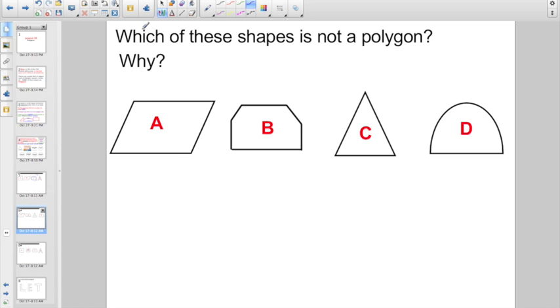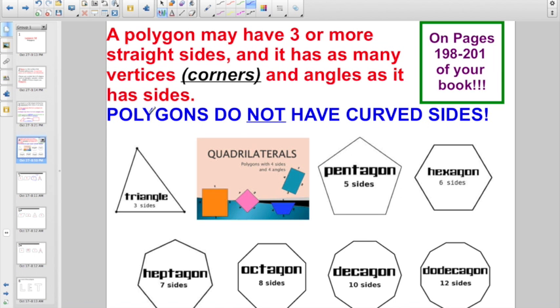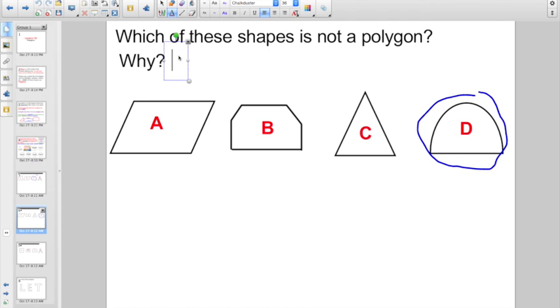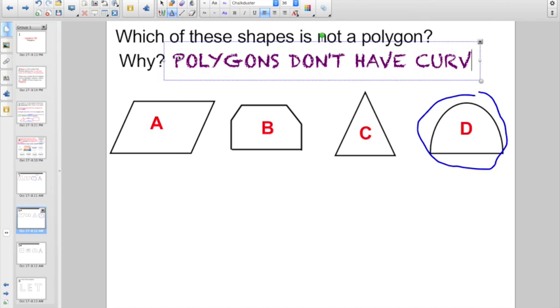Take a look here. Which of these shapes is not a polygon and why? If you remember the big one here, polygons do not have curved sides. So which one is not a polygon? That would be figure D here. And if you had to go and truly tell why, what would you be able to say? I would go ahead and just say polygons don't have curved sides. As simple as that, right?